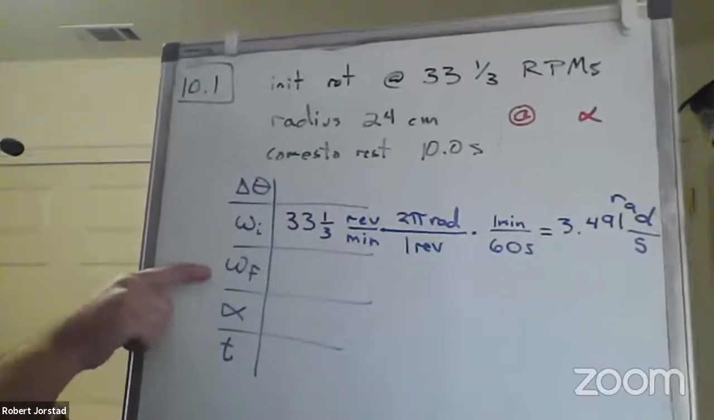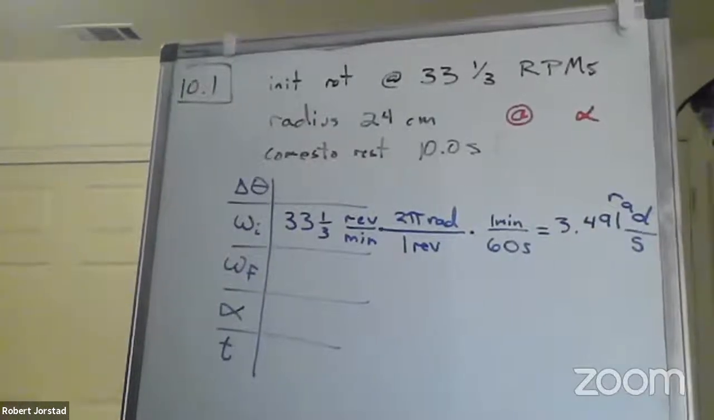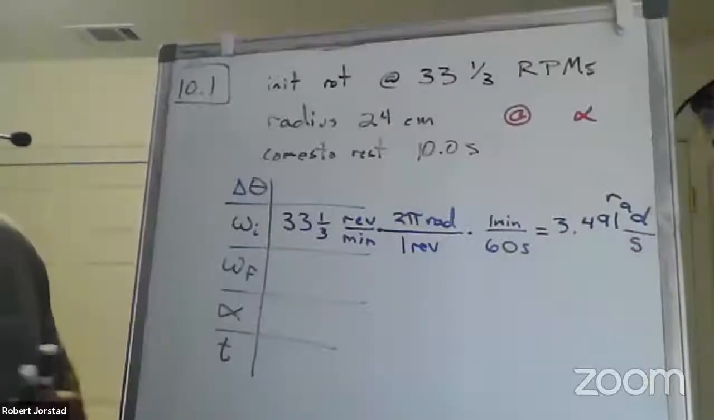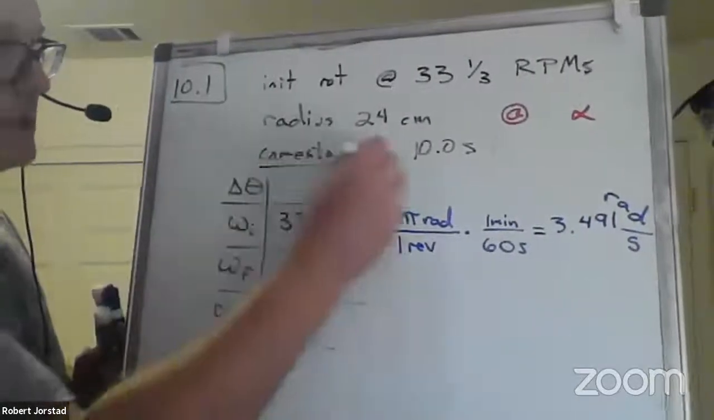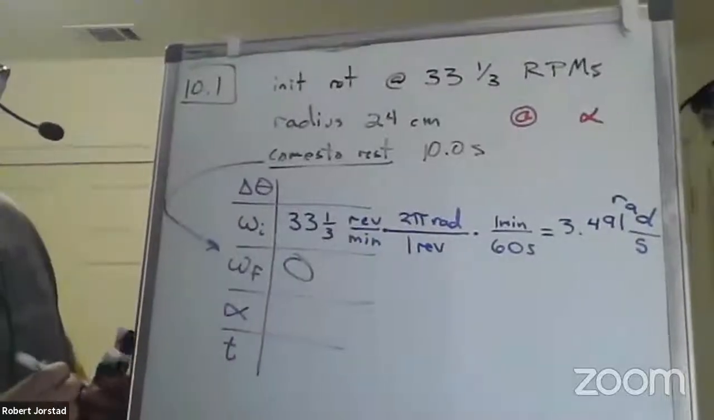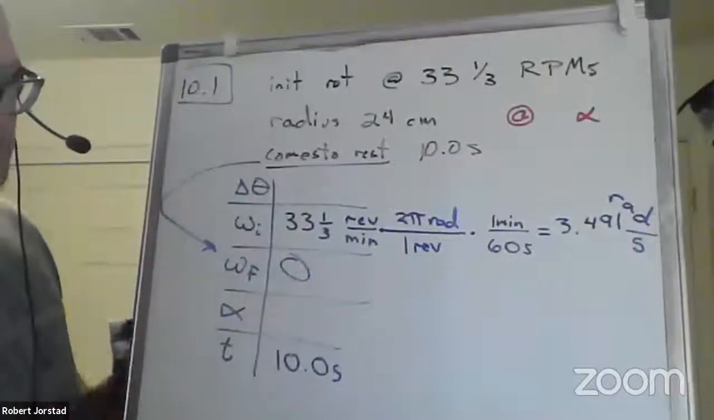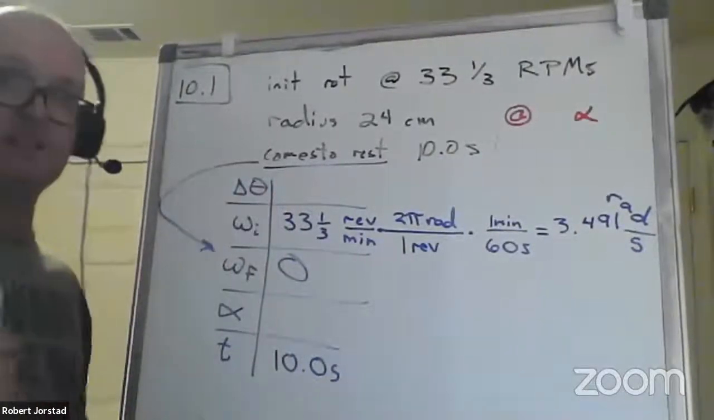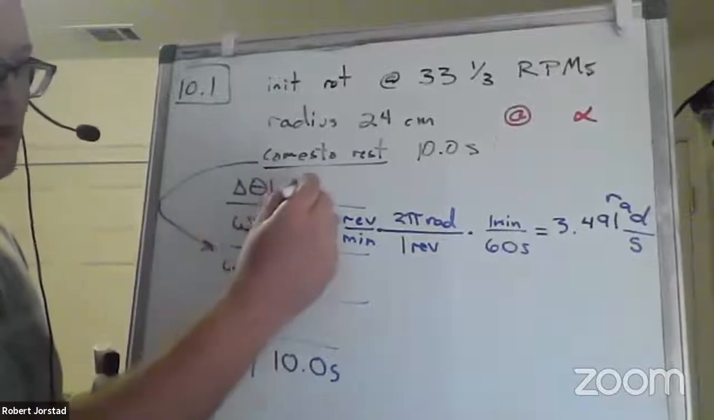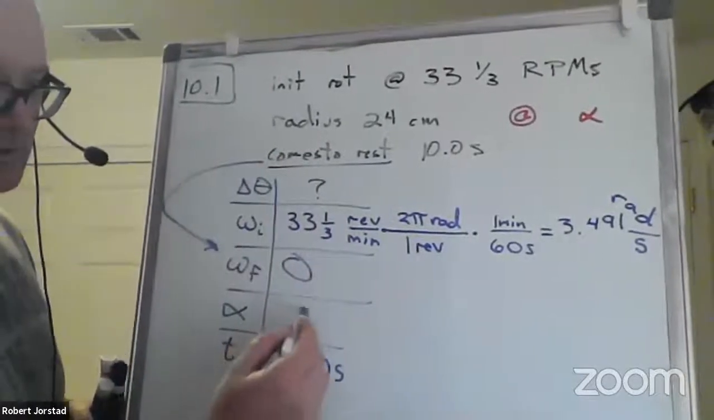Okay, cool. What's omega final? Somebody else. I'll give him a break now. 0. What's the key word? Comes to rest. Boom. 0. Nice. What else? You have time. Yep. 10 seconds. We know 3 out of the 5 things. I bet we could find the other 2 with some equations. Agreed? I don't know how many angles it rotates through, and I don't know alpha.